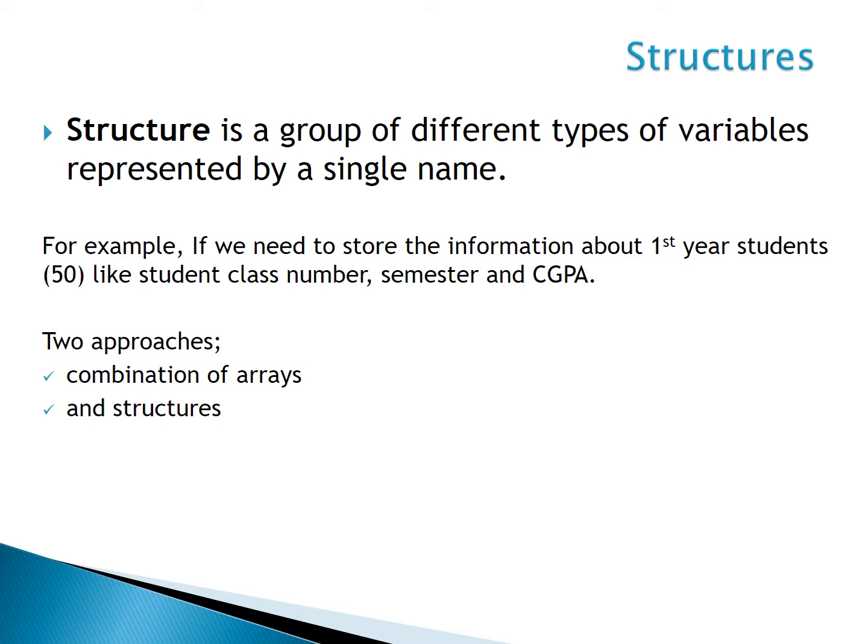Now, a structure is a group of different types of variables, and that group is represented by a single name. For example, if we need to store information about 50 students, like their class numbers, semester numbers, and CGPAs, we can have two approaches. One is a combination of arrays, where the first array stores the class number, the second the semester, and the third their CGPAs. The main problem with this approach is linking these arrays for the information of a particular student. In the second approach, the structure, all the related data about a student is grouped under a single name.